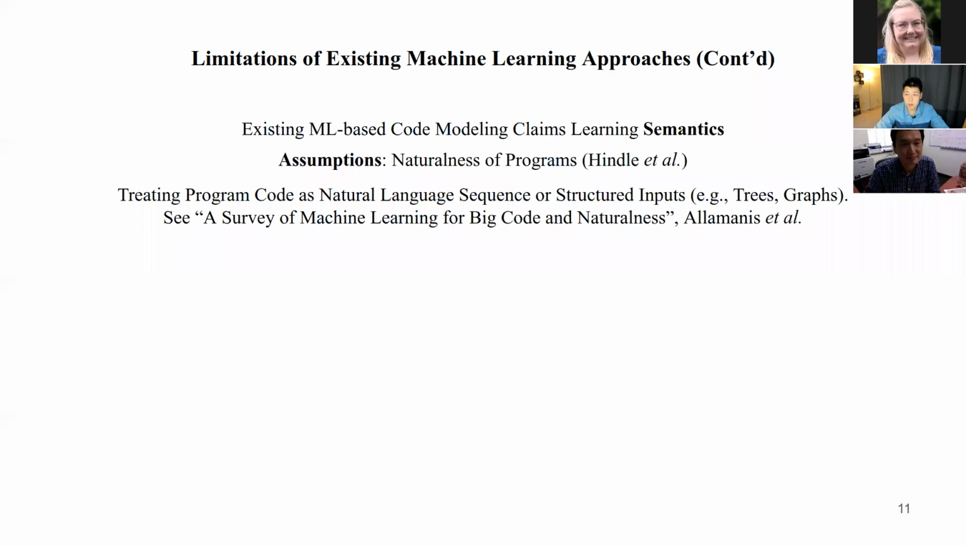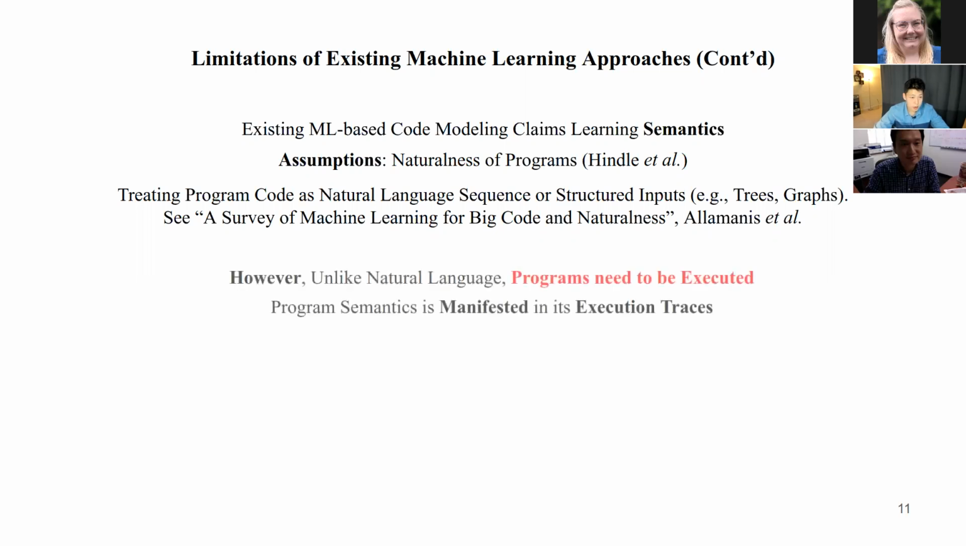Therefore, existing works often treat programs as plain text or more advanced structured inputs like trees or graphs. However, the key problem of this assumption is that program code, unlike natural language, needs to be executed. Its semantics is inherently manifested in its execution traces.